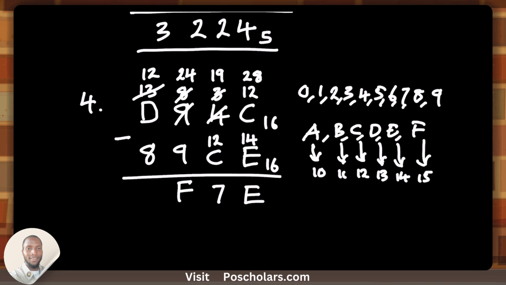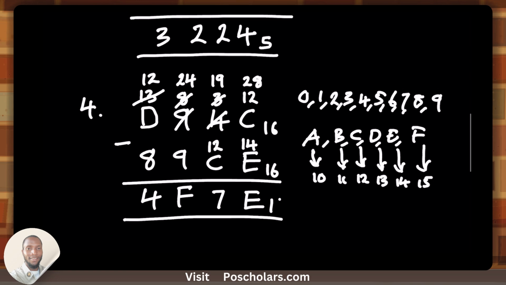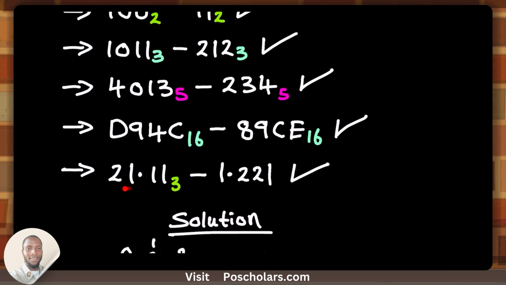And lastly, we have 12 minus 8. 12 minus 8 gives you 4. And this is your final answer, all in base 16. Simple and straightforward. Now, the last question.